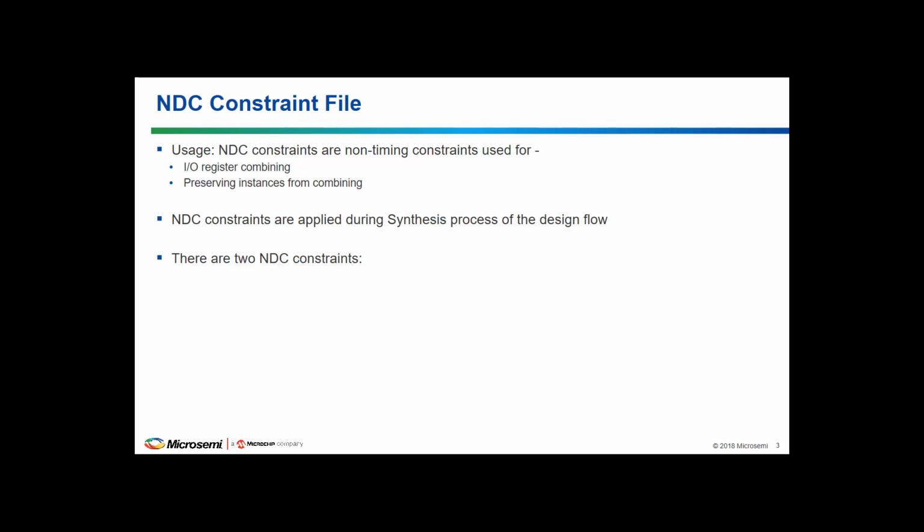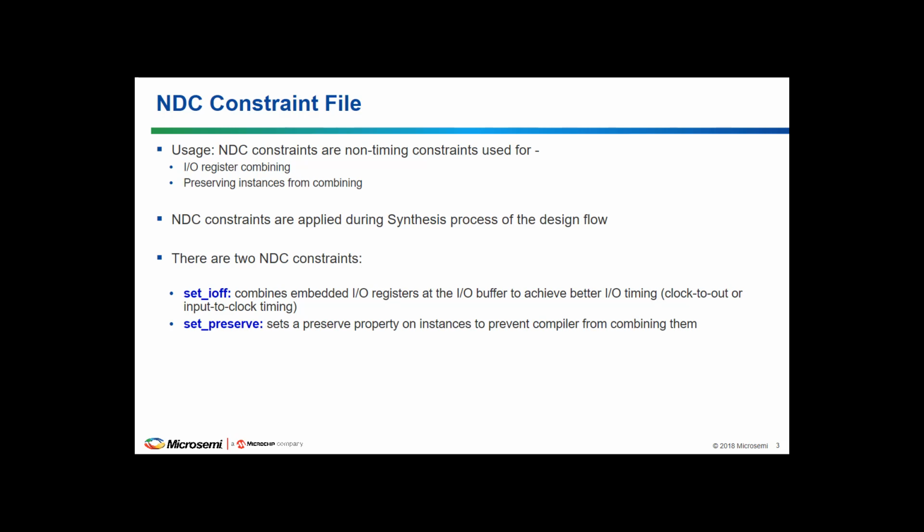There are two NDC constraints: set_IOFF, which combines embedded I/O registers at the I/O buffer level to achieve better I/O timing; set_preserve, which sets a preserve property on instances to prevent compiler from combining them.